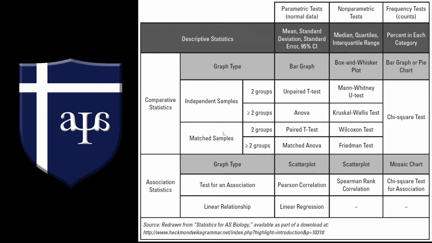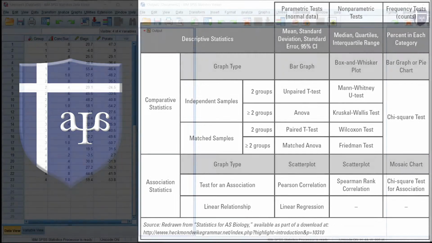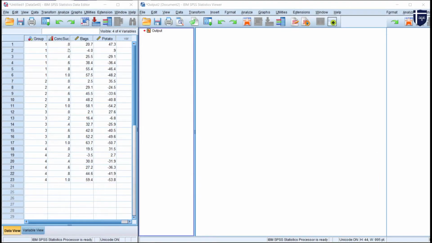So in this case, since we are taking bags and we are only putting them in one of the solutions, this is an independent samples. So the next question is, how many groups do you have? Do we have 2, or do we have more than 2? Well, if we come back to here, we have 1, 2, 3, 4, 5, 6 different groups that were being tested.